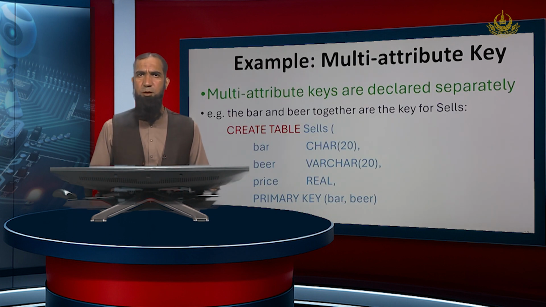Sometimes a single column is enough to uniquely identify each record. For instance, in a banking system, each branch has a unique name.